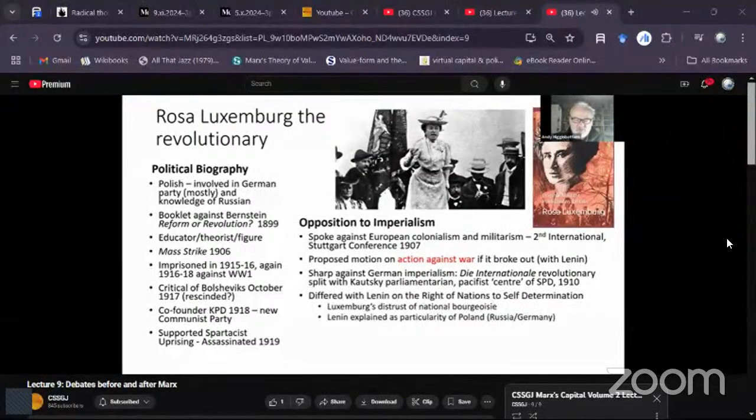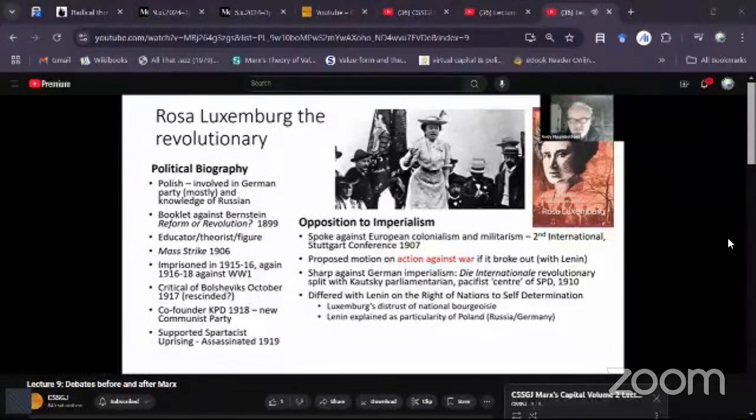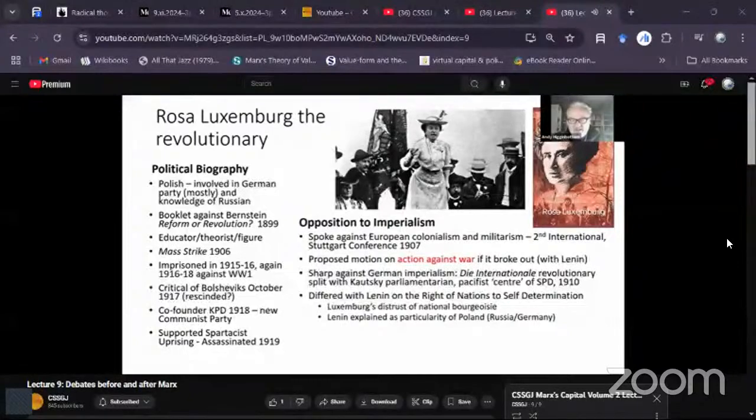German Social Democracy was the biggest party at the time. It split three ways, and the important middle position, which was led by Kautsky, became known as the pacifist center. So as well as the open right-wing opportunists who were basically embracing capitalism and imperialism, you had this sort of left social democratic center around Kautsky. Luxemburg was much more resolute in her opposition to imperialism than Kautsky turned out to be.